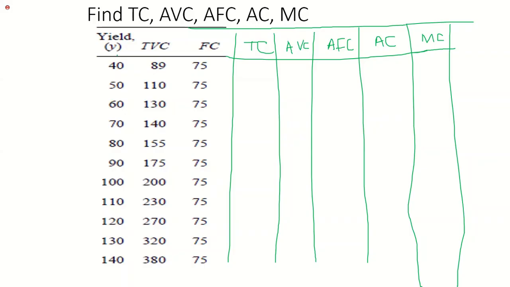Right, so look at this table. In the first column, you have the yield or the output. In the second column, you have the total variable cost. Third column, the total fixed cost, right? So the total cost is made up of both the variable cost and the fixed cost. So I'll write the equations on this side so you can do the calculations. Total cost is made up of what? Total variable cost and the total fixed cost.